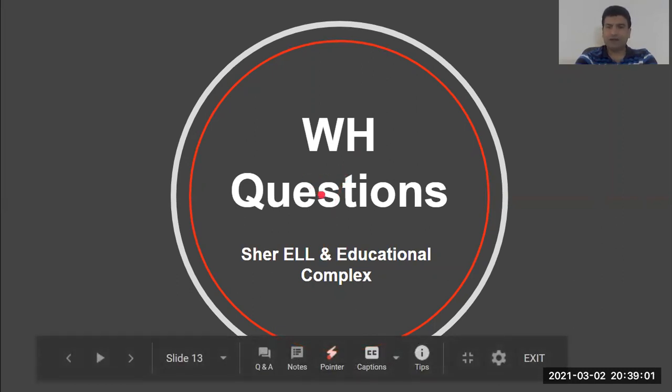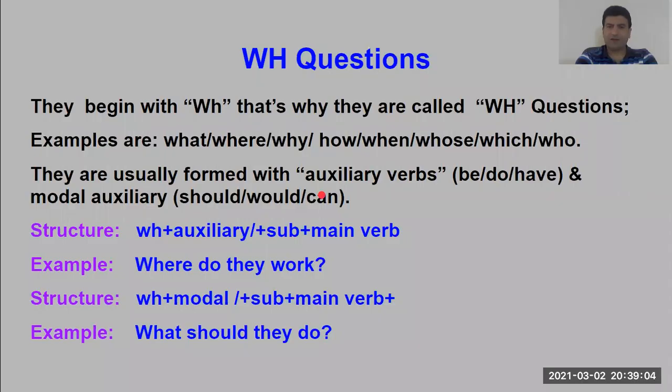My today's topic is WH questions. So let's discuss WH questions. They begin with WH, that's why they are called WH questions. Examples are what, where, why, how, when, whose, which, who. And they are usually formed with auxiliary verbs be, do, have, and modal auxiliaries should, would, can, etc.